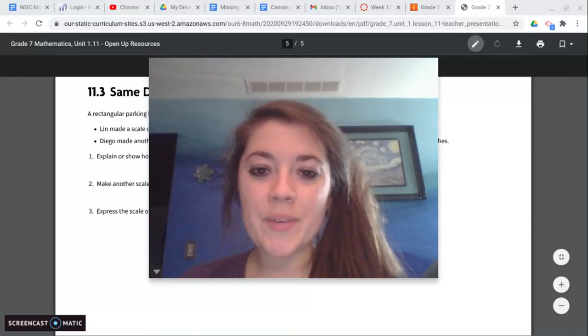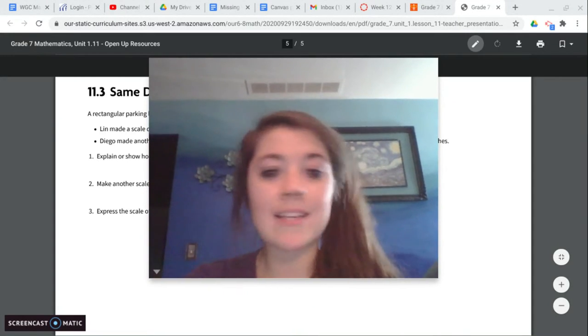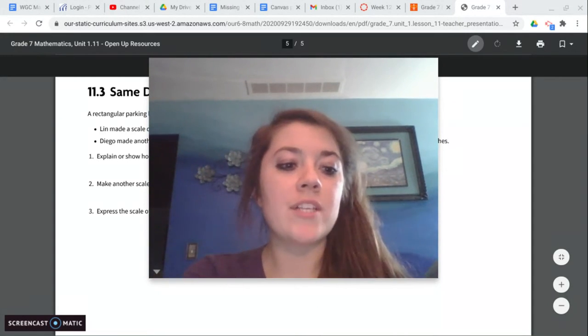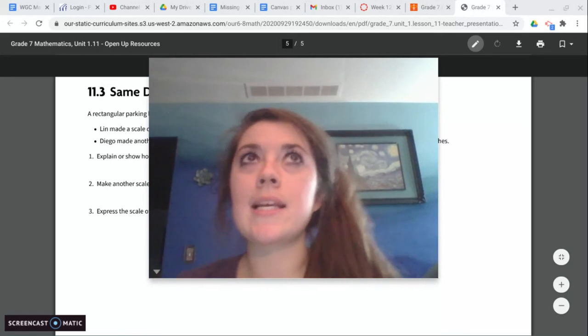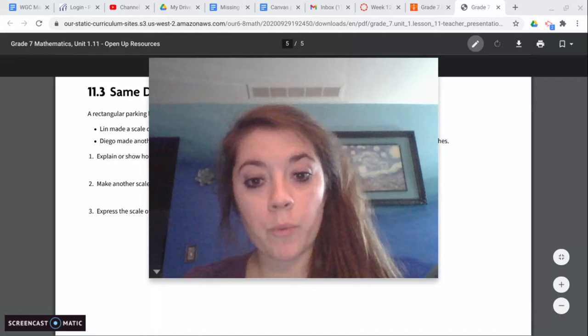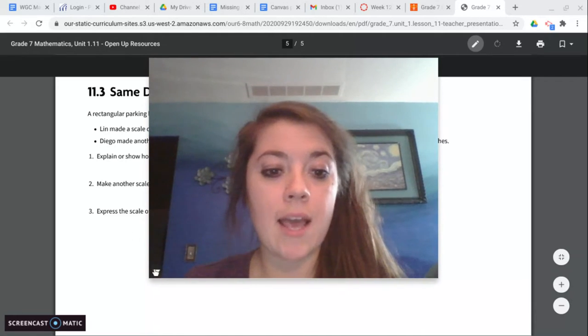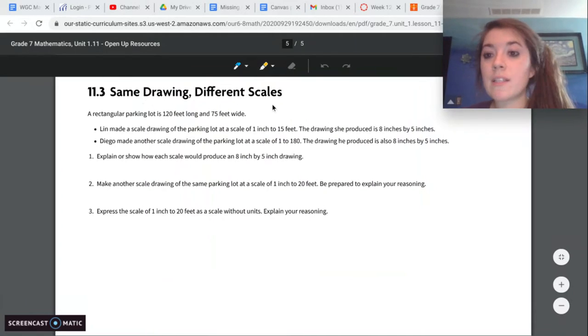Guys, welcome back. So what we're looking at today is lesson 11, which is about scales without units. Sometimes you may see a scale and it doesn't necessarily say what unit of measure we're in. So that's what we're going to be looking at today. We're looking at same drawing, different scales.